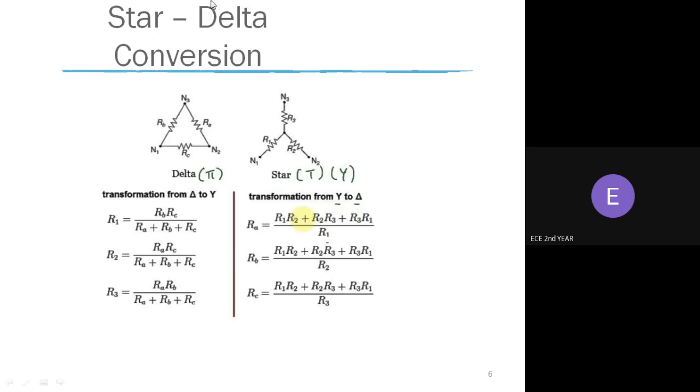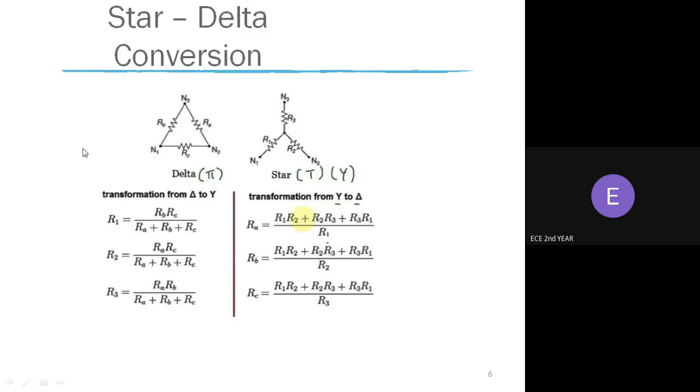So here a delta connection is there. Ra, Rb, Rc are the three resistances connected in a delta connection, and R1, R2, R3 are three resistances connected in a star connection. In some problems or calculations, we need to convert the delta into a star connection and the star connection into a delta connection. So here we have the formulas for the transformation of delta to star and star to delta.